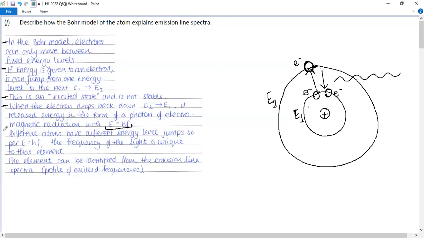And different atoms have different energy level jumps. What we mean by different atoms, really, I should say, is different elements. So if I do this in a chlorine, it's going to look different than a fluorine, and so on. A sodium is going to look different, and that's where the chemistry part kind of comes in, okay? They have different energy level jumps.